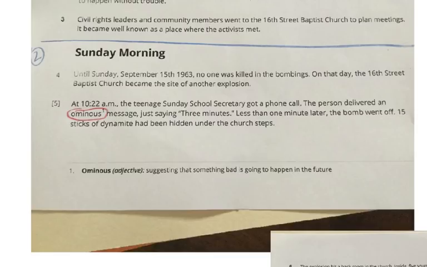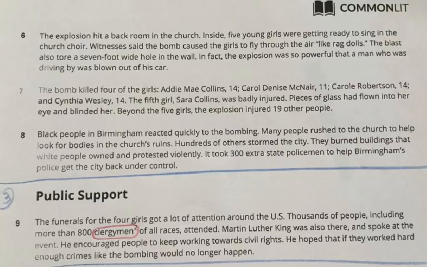15 sticks of dynamite had been hidden under the church steps. The explosion hit a back room in the church. Inside, 5 young girls were getting ready to sing in the church choir. Witnesses said the bomb caused the girls to fly through the air like rag dolls. The blast also tore a 7-foot wide hole in the wall. In fact, the explosion was so powerful that a man who was driving by was blown out of his car.